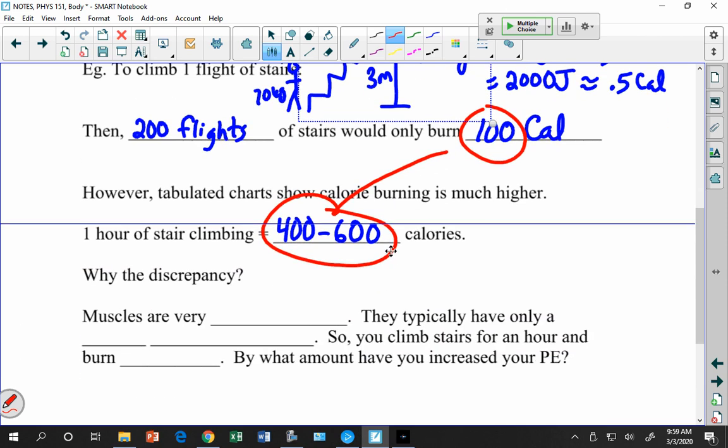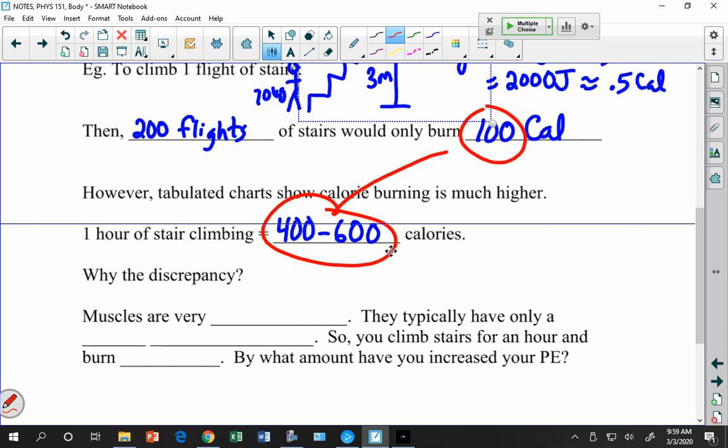The 100 calories is the amount of energy for you to change your gravitational potential energy. To go from here up 200 flights of stairs, you've changed your gravitational potential energy by 100 calories. Why then does it require 400 to 600 calories from your muscles to actually just move your gravitational potential energy by 100 calories? Why is it so different?